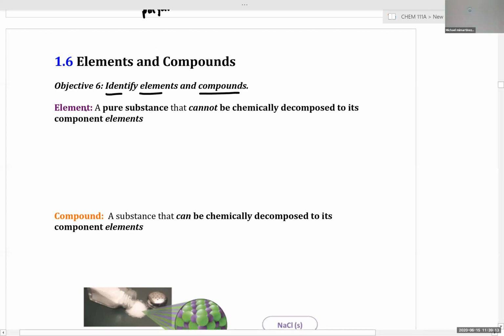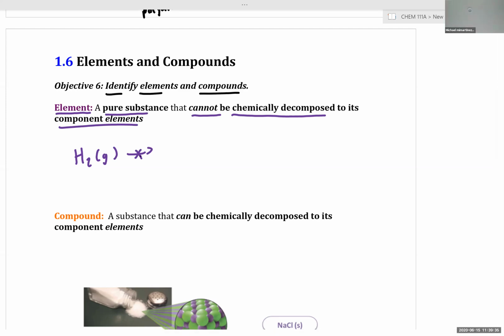So an element, quite simply, is a pure substance that cannot be chemically decomposed to its component elements. So for example, if you take hydrogen gas, no matter how hard you try, the best you're going to do is recover hydrogen gas. You're not able to get a simpler component element. You're not able to convert hydrogen into another element via chemical means.